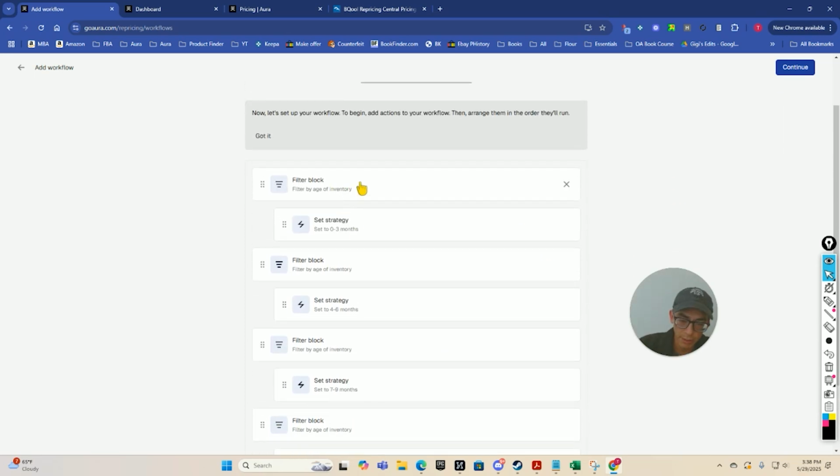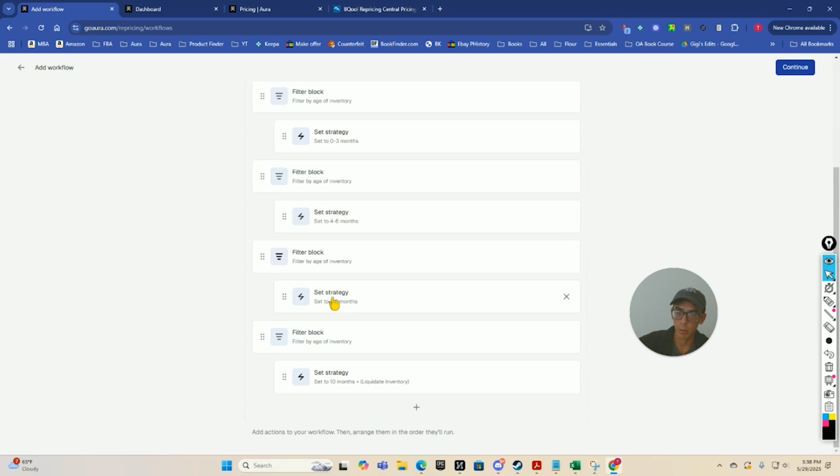So based upon the age of the inventory, it's going to be set to a specific strategy. And again, you can change any of the strategies that you want. You can have it just like mine if you want. You can have it completely different. It doesn't really matter. I'm just showing you how you can change the price of your inventory based upon the age of it, which is something that I wasn't able to do before. Or I didn't figure out or know how to do, which is what I now know how to do.